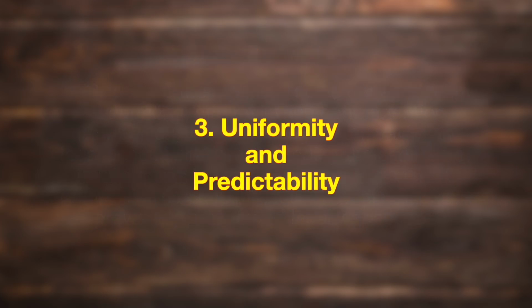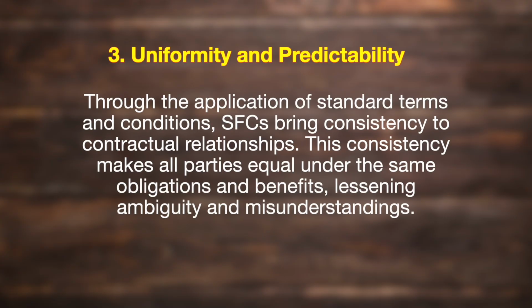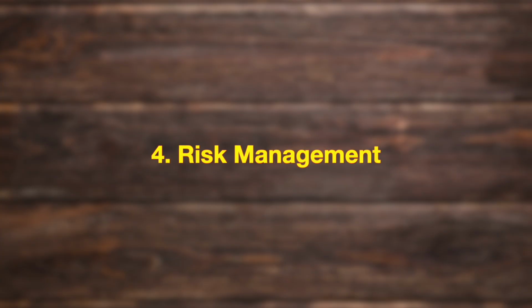The third is uniformity and predictability. Through the application of standard terms and conditions, standard form contracts bring consistency to contractual relationships. This consistency makes all parties equal under the same obligation and benefits, lessening ambiguity and misunderstandings. Precedent outcomes also assist in the quick settlement of disputes, since the courts and parties already know the standard terms. The fourth is risk management.